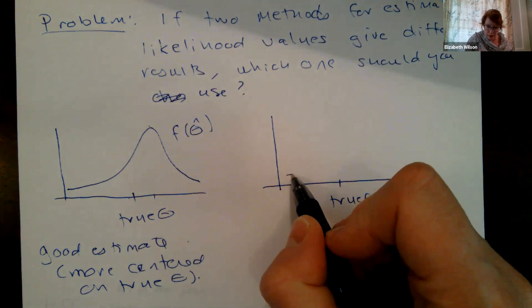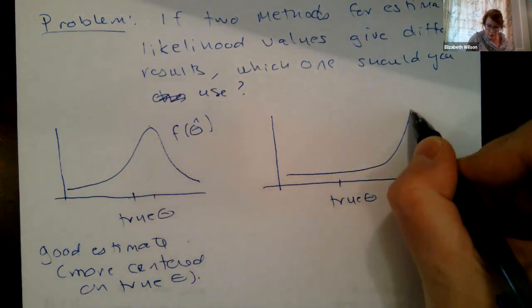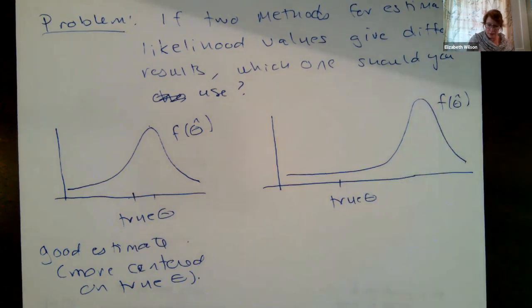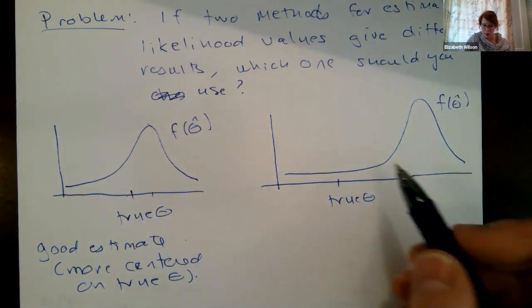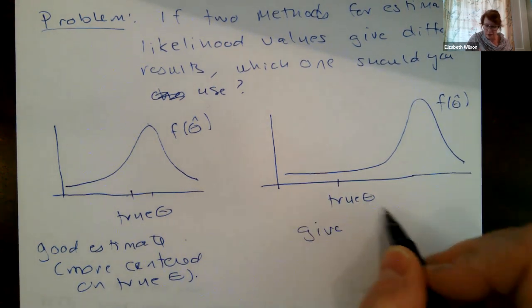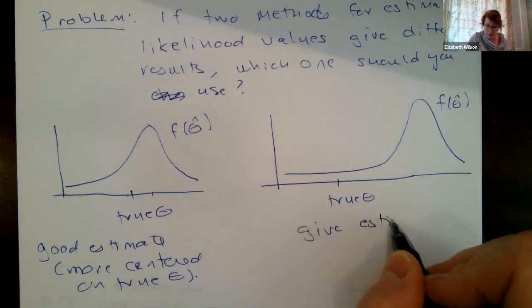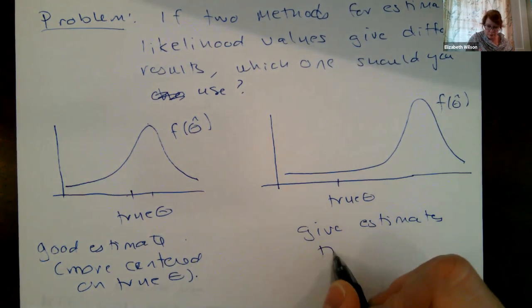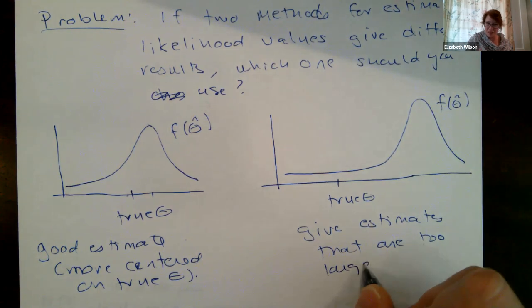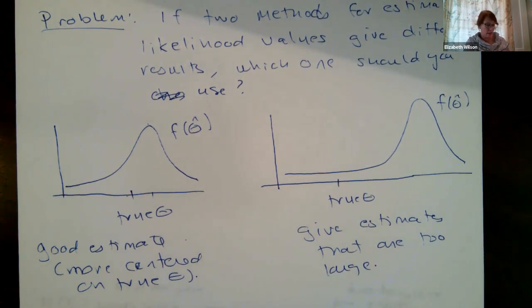And then I'm going to really exaggerate this. So here's my function of theta hat. This one is not very well centered on where our true theta is. We're going to say that this method is going to give estimates that are too large. Like it's overestimated what the true theta is actually going to be.